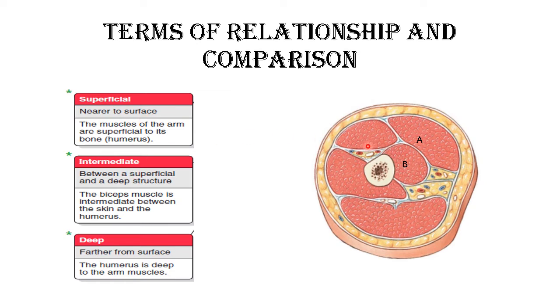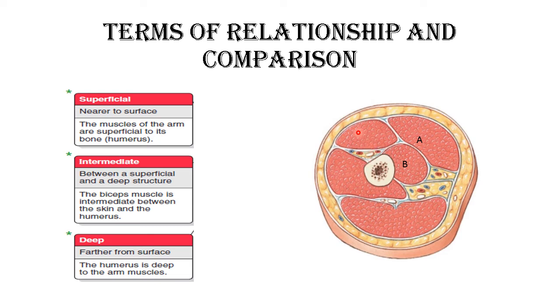So in this diagram, this is the cut section of the upper limb. Here you can see the bone, that is humerus, and these are the muscles attached on this bone. The outer part is your skin. So if you say the muscles of the arm are superficial to the bone, here is the bone and these are the muscles and this is the skin. So skin is superficial to the muscle and the muscle is superficial to the bone. So these are the terms of relationship.